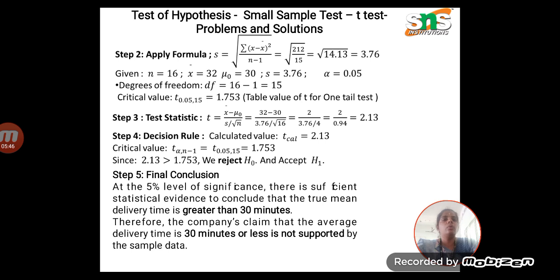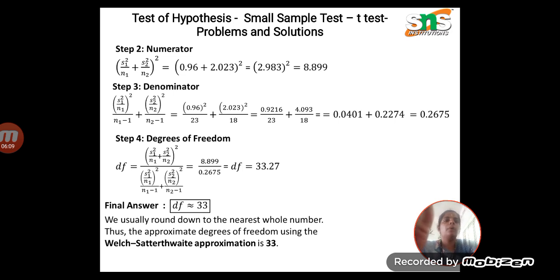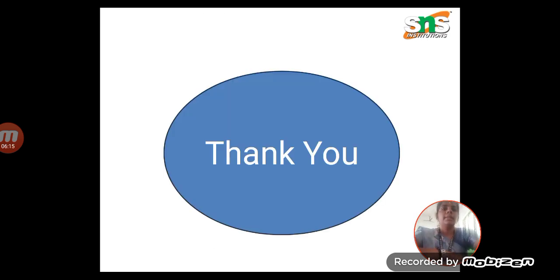What I have already told is, if I reject the null hypothesis then we have to accept the alternate hypothesis. At the level of significance, it is sufficient to conclude that the true mean delivery time is greater than 30 minutes. So I conclude that the alternate hypothesis is the conclusion for this given problem. So this is how we have to calculate the null hypothesis and the alternate hypothesis, and we can conclude our solution. Thank you.